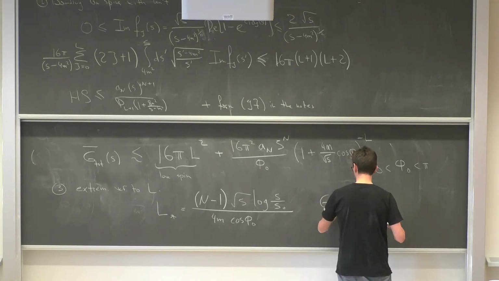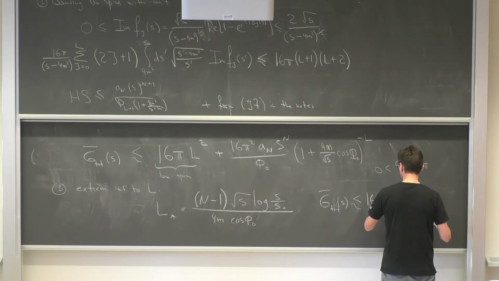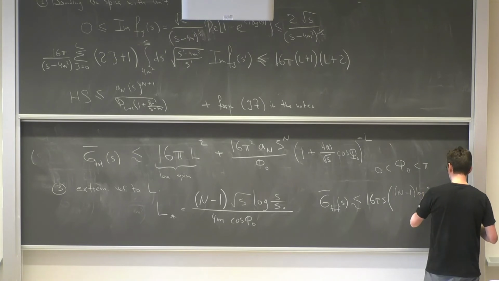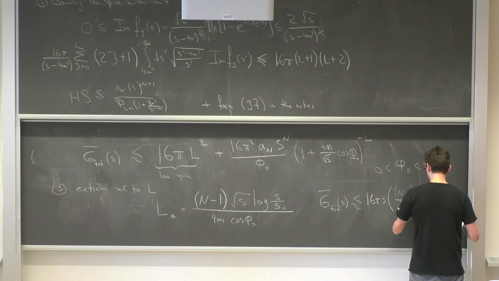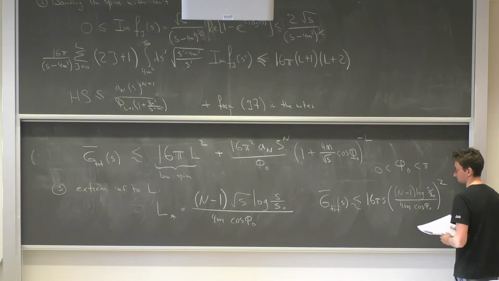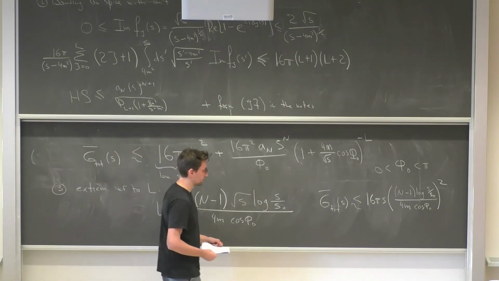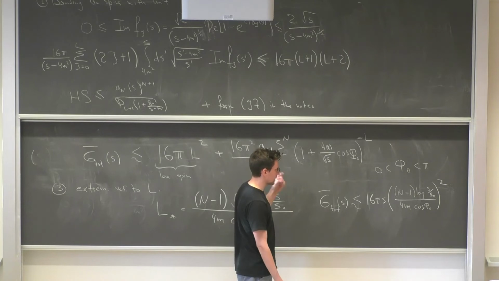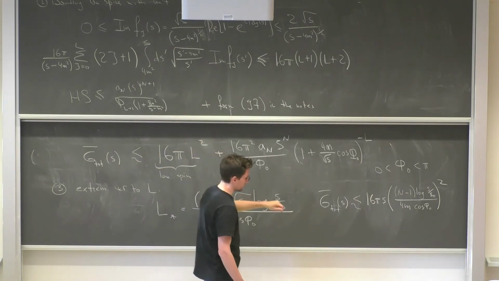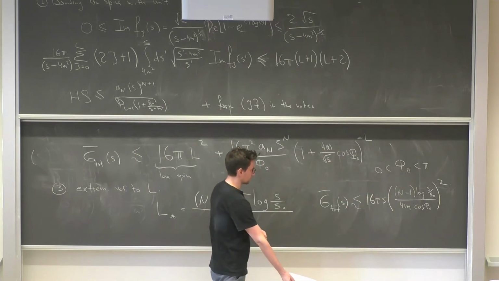that sigma total averaged over S is less than or equal to 16 pi S (n minus 1) log S naught over 4m cos phi naught, squared. So that's it. That's the cross-R bound. Compared to the last time, we just got log squared. This is related to the fact that we are averaging. The averaging gives this extra power of S. So if we differentiate, we get back this log squared.